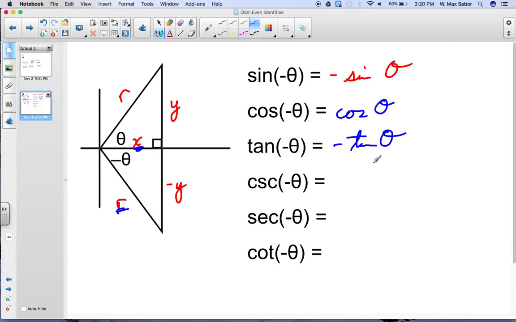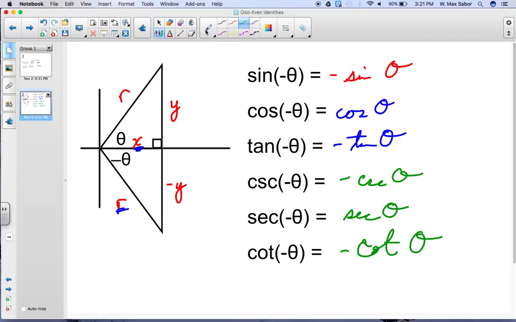When we have tangent, we're saying the opposite, negative y over positive x, so that's negative y over x, or negative tangent of theta. With cosecant, that's hypotenuse over opposite, so that's r over negative y, so negative cosecant of theta. Secant is adjacent and hypotenuse, so hypotenuse over adjacent, which is the same thing as secant. And cotangent is x over negative y, so negative x over y, which is negative cotangent of theta.